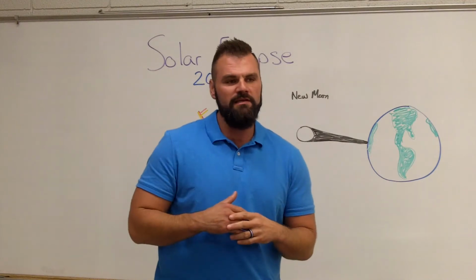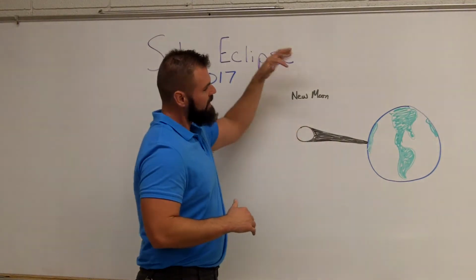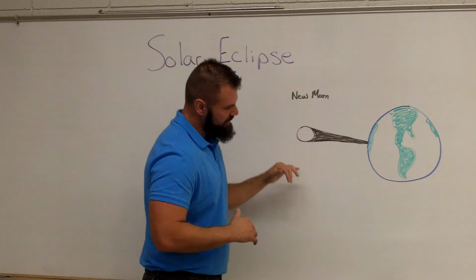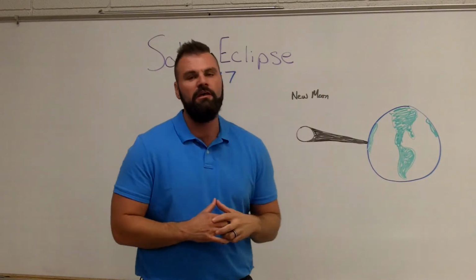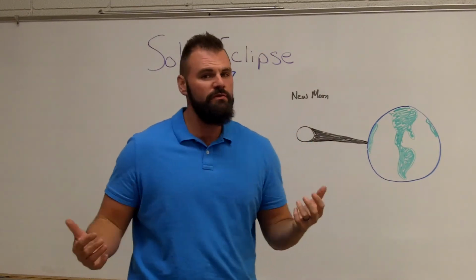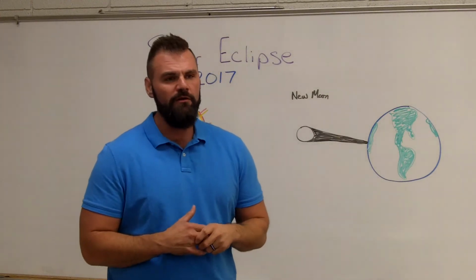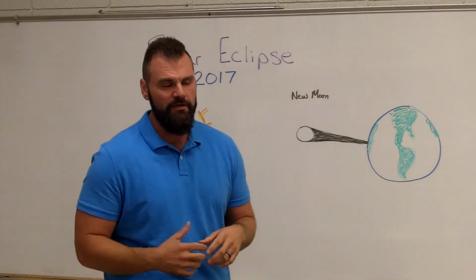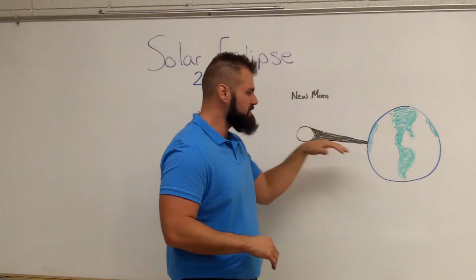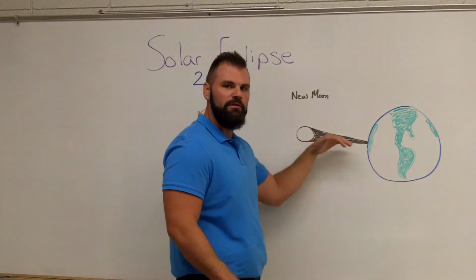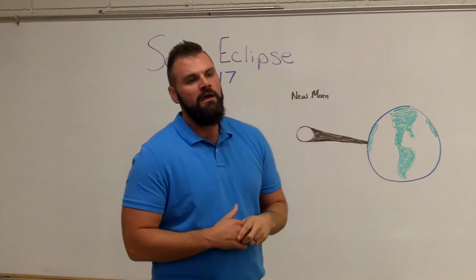So sometimes it might be too high for the shadow to fall on the earth, or it might be too low for the shadow to fall on the earth. And so on those months we don't have an eclipse. But we do get eclipses a couple times a year when the moon is pretty much just level with part of the earth where the shadow can fall on the earth.